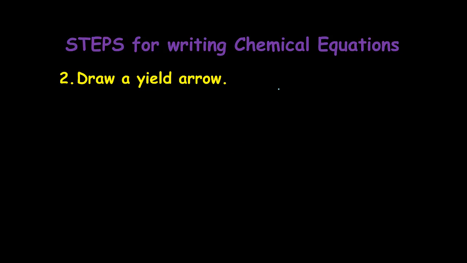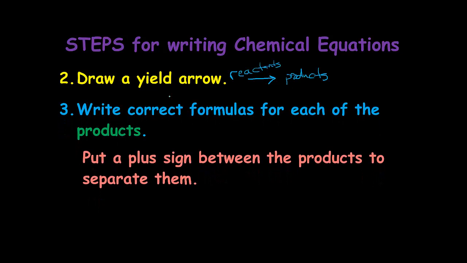Second step is you draw a yield arrow. That is just an arrow pointing to the right. Third step is you write the correct formulas for each of the products. And remember, you put a plus sign between the products to separate them. Step 4, you need to balance the equation.